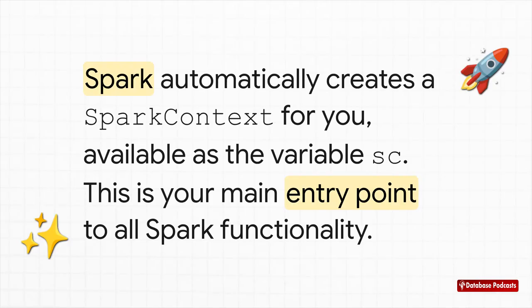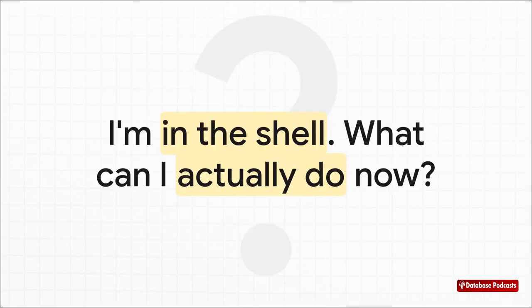The moment you launch one of these shells, Spark does something really helpful for you in the background. It automatically creates something called a Spark context and conveniently puts it in a variable named SC. Just think of this SC variable as your main connection, your direct line to the powerful Spark engine. It's the starting point for pretty much everything we're about to do.